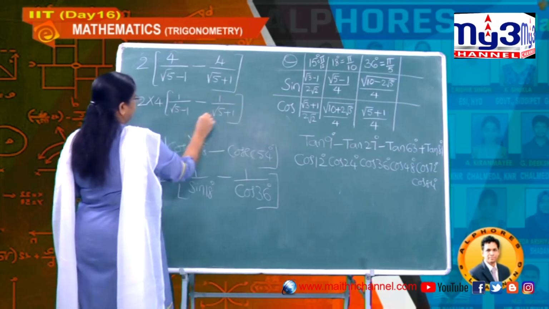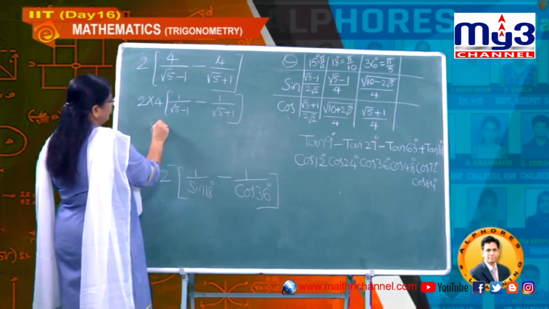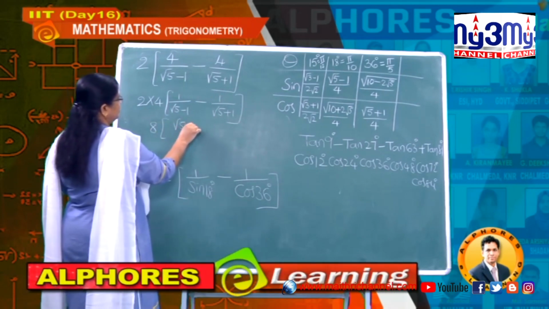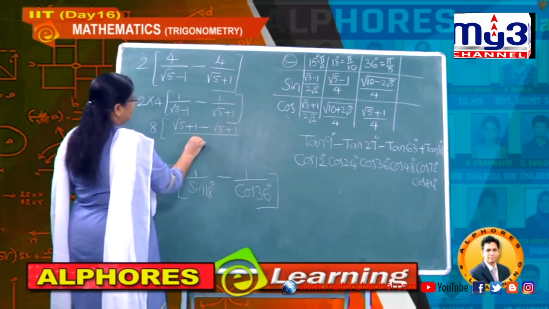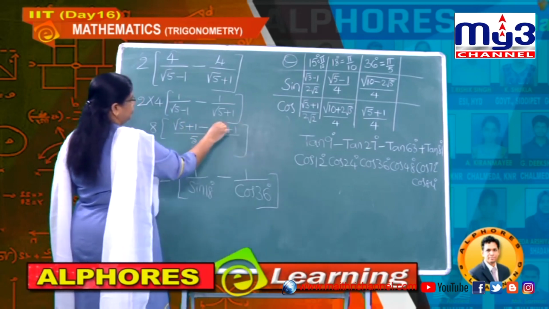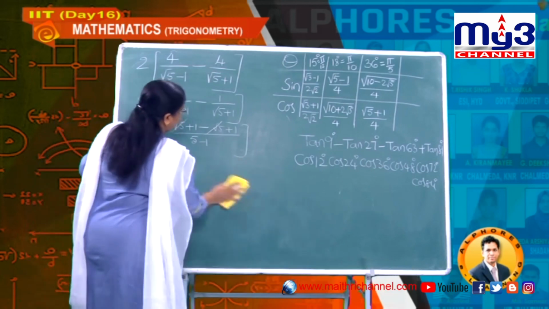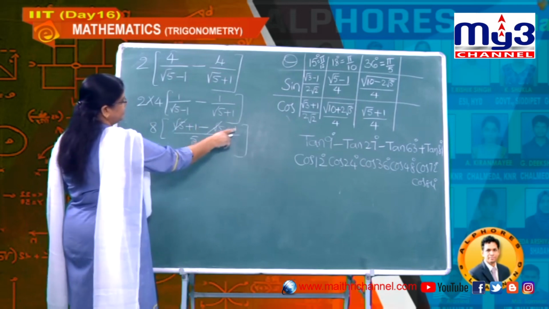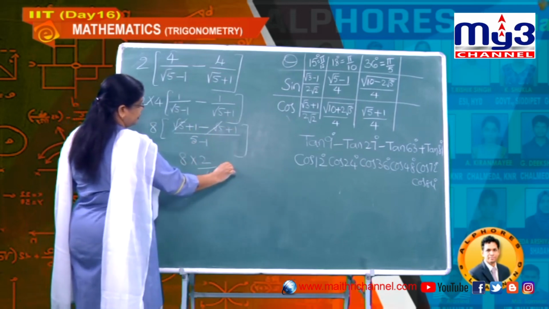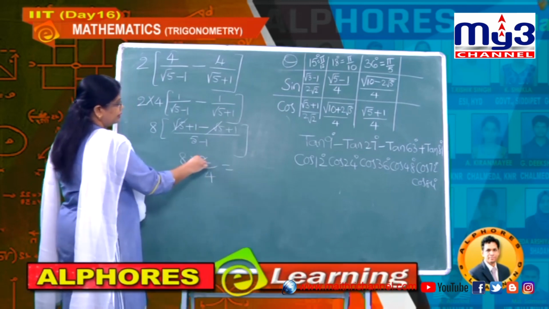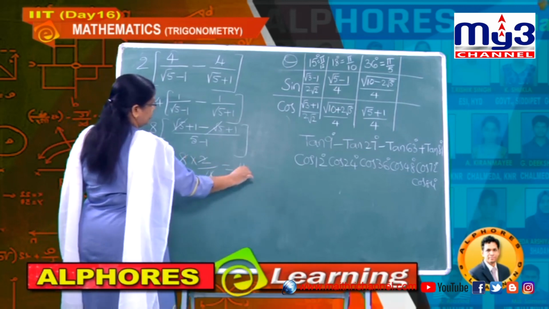You can do rationalization there itself, or else you can do the LCM here. So (root 5 plus 1) minus (root 5 minus 1) divided by 5 minus 1. Now root 5 minus root 5 gets cancelled. Therefore what is the final value you got here? 1 plus 1, 2. 8 into 2 divided by 4. So students, what is the answer? Cancelling here, this value is nothing but 4.